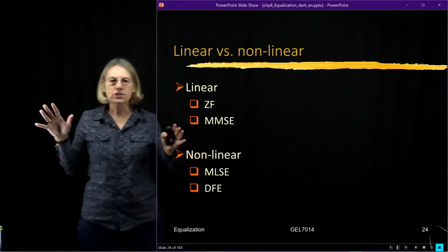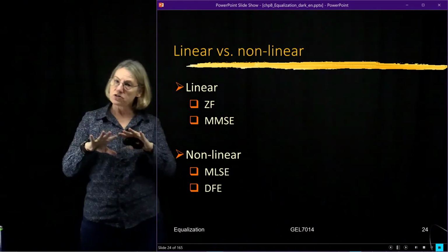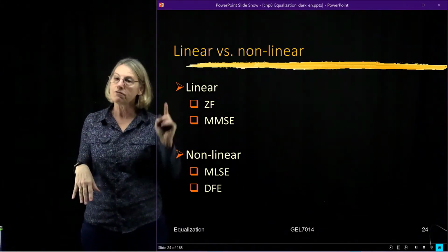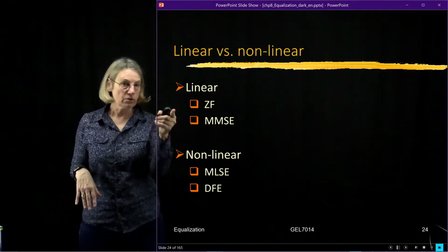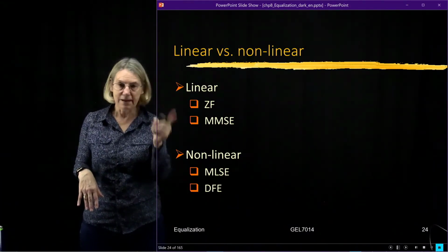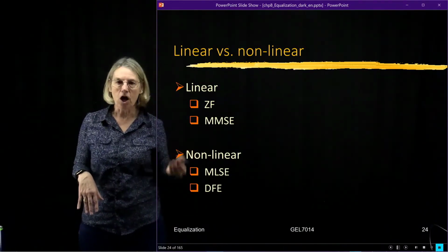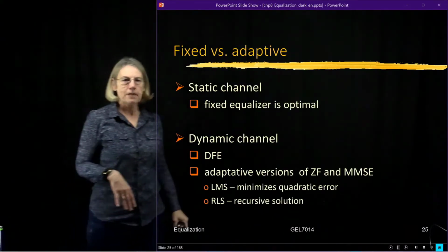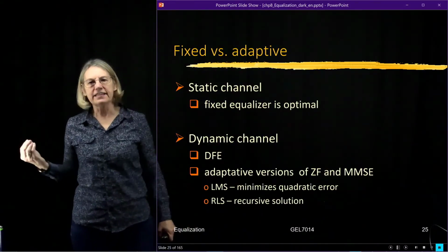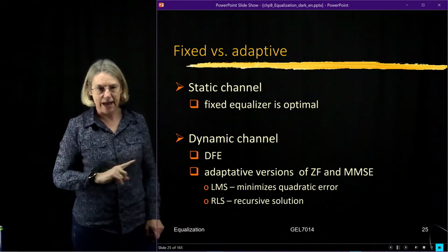So I talked about sequence versus symbol by symbol. Another way I could sort things out is by linear versus nonlinear. Very different approaches. In the linear, I said we're going to be looking at two, the zero forcing and the MMSE. And in the nonlinear, we already saw the MLSE, and we're going to also be looking at the decision feedback equalizer. I can also divide the kinds of equalizers into fixed versus adaptive.